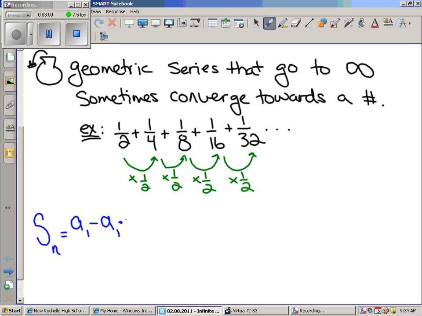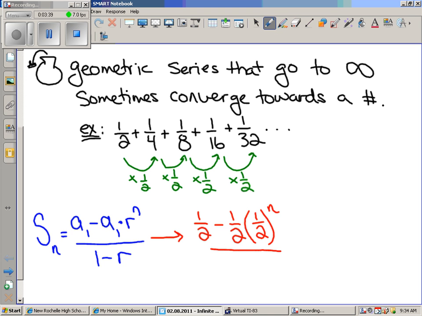Yeah, order of operations matters. So let's try and fill in this formula as best as we can with the information we have written above, and then we're going to look to see what happens. What was the first term in this particular sequence? First term was a half, times 1 minus, what's the common ratio? 1/2 raised to the n, and it's not going to stop, all divided by 1 minus a half.